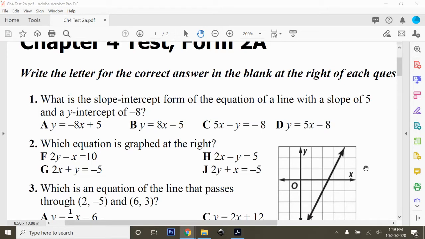Number one, what is the slope-intercept form of the equation of a line with a slope of 5 and a y-intercept of negative 8? A, y equals negative 8x plus 5. B, y equals 8x minus 5. C, 5x minus y equals negative 8. D, y equals 5x minus 8.